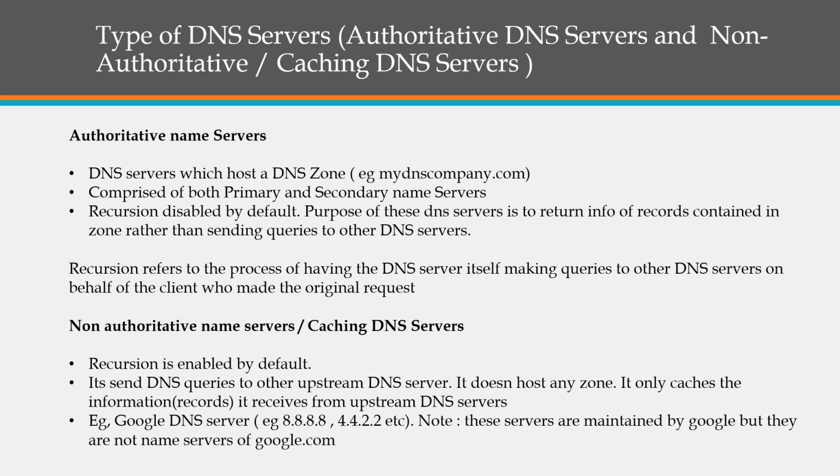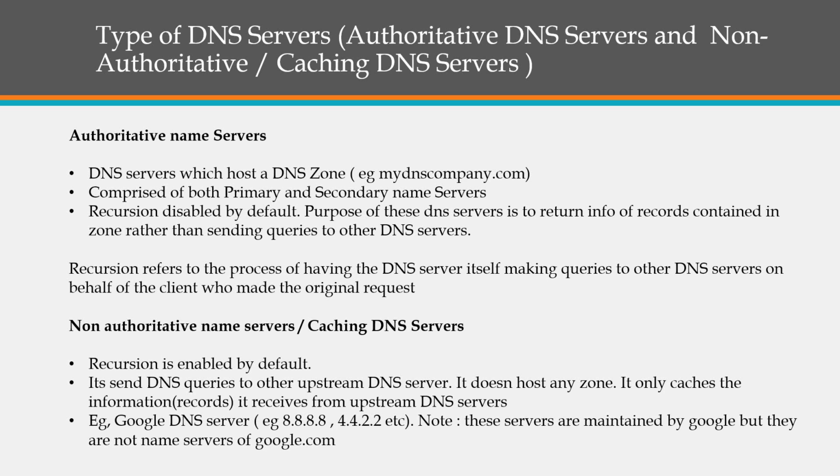I hope that is clear. In an authoritative name server, recursion is disabled by default because the purpose of this DNS server is to return the info of records contained in that zone rather than sending queries to other DNS servers. Whereas in a caching DNS server, recursion is enabled by default, and a caching DNS server by default doesn't contain any authoritative zones. Its purpose is to receive the DNS queries from the client.